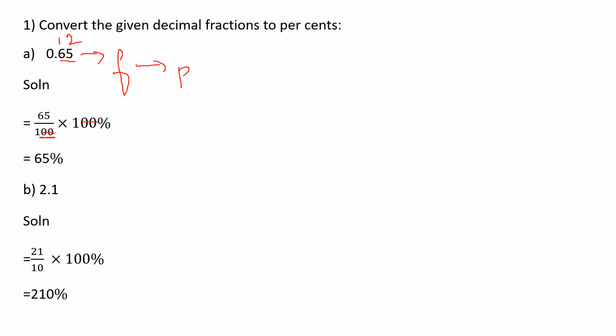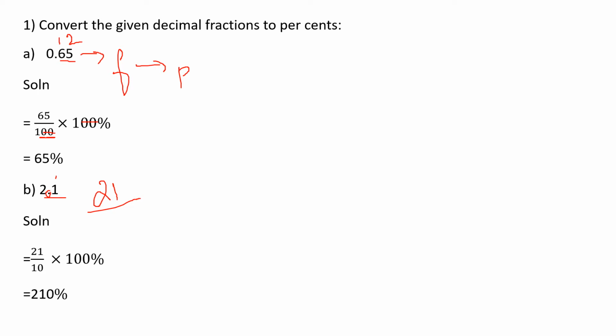Now 2.1. How will you convert 2.1 to percentage? Here, after the decimal point, how many numbers are there? Only one number, so you'll be dividing by 10. Take out this decimal point and write down the number together: 21 divided by 10 or 100, children? 10. Why are we writing 10?